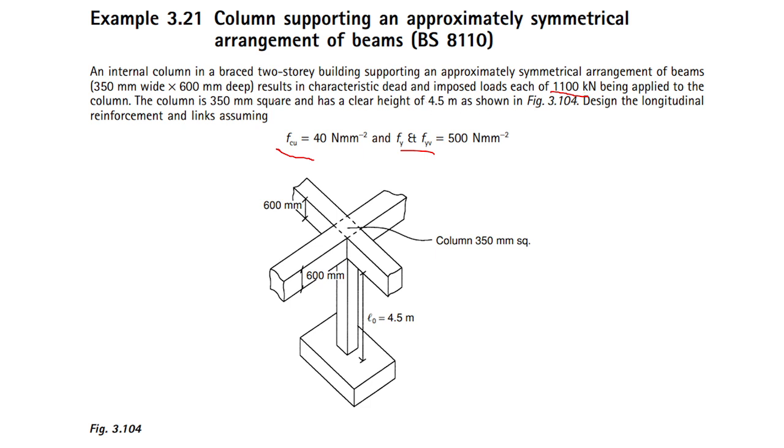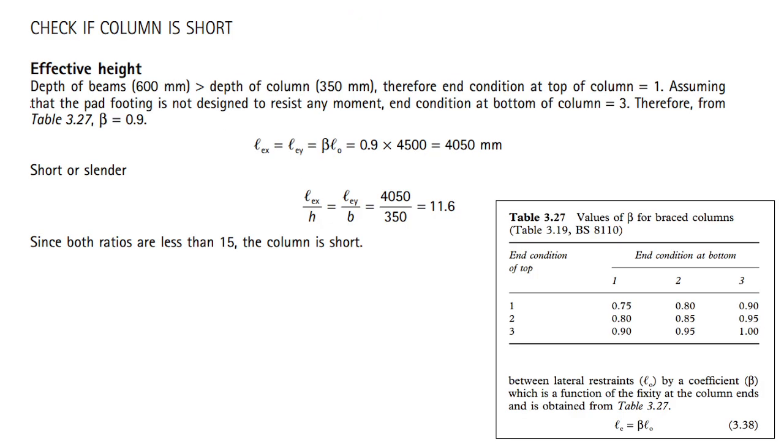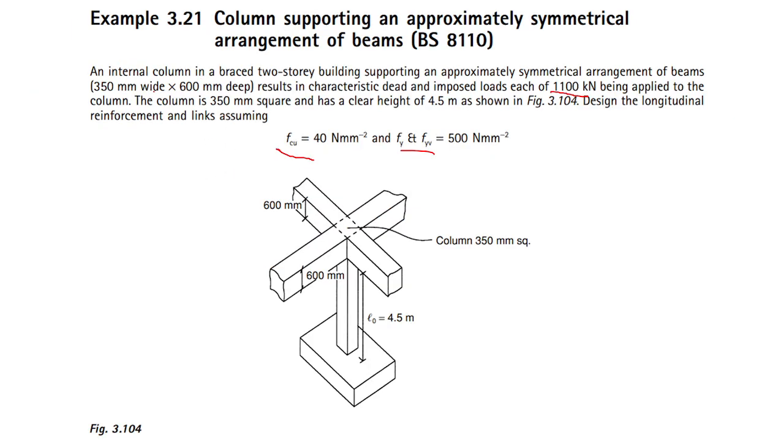for the dead load, and then also you have the live load, which you can get from the table. So for example here, first you have to check if the column is short or slender with these conditions. Basically at the top it's 600. Here at the top, this is 600. This is greater than the size of this column, which is 300. So this is condition 1.